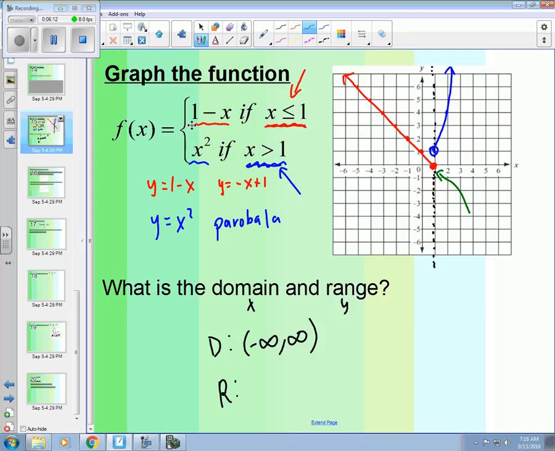So then our range would be 0 to infinity. Infinity is not a number, so we know parentheses on that side. Does it include 0? Yeah, right at that bottom red dot, it does include 0, so we'd want to bracket that in. Okay, so piecewise functions that are based off of conditions, they still have domain and ranges.